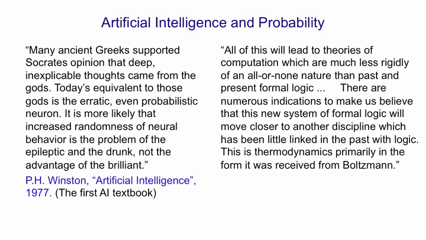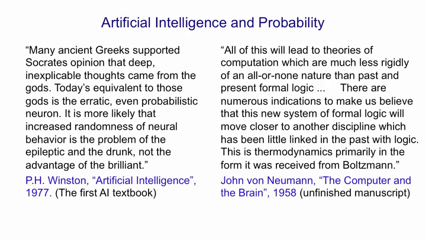Here's an alternative view. All of this will lead to theories of computation which are much less rigidly of an all-or-none nature than past and present formal logic. There are numerous indications to make us believe that this new system of formal logic will move closer to another discipline which has been little linked in the past with logic. This is thermodynamics, primarily in the form it was received from Boltzmann. That was written by John von Neumann in 1957 and was part of the unfinished manuscript he left behind for what was to be his crowning achievement, his book on the computer and the brain.